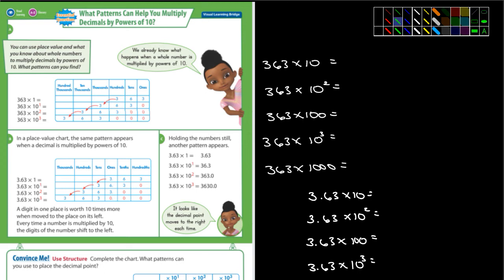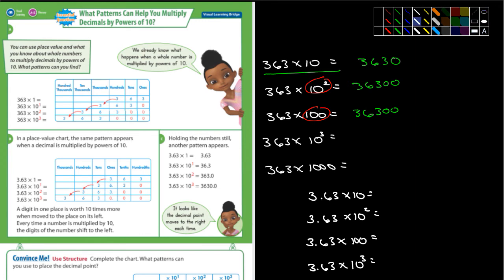If I said, what's 363 times 10? Hopefully everybody would know it's 363, and you would just add a 0. If I said, what's 363 times 10 squared? It's going to be 363, and then I'm going to add 2 zeros. If I said 363 times 100, because 10 squared and 100 are the same thing, it's going to be 363, add 2 zeros. Gosh, I hope everybody knows that by now.